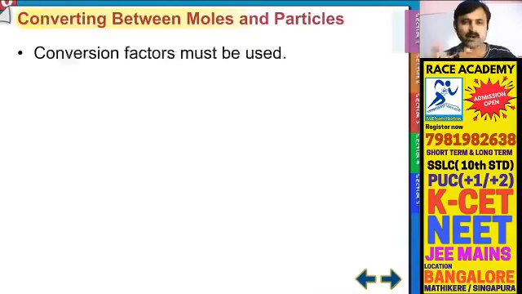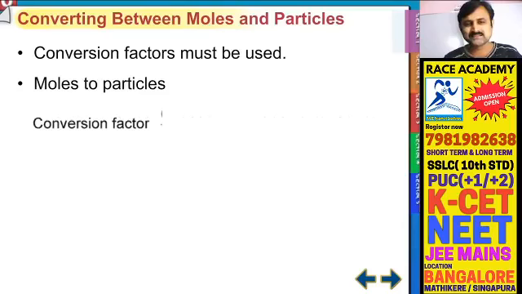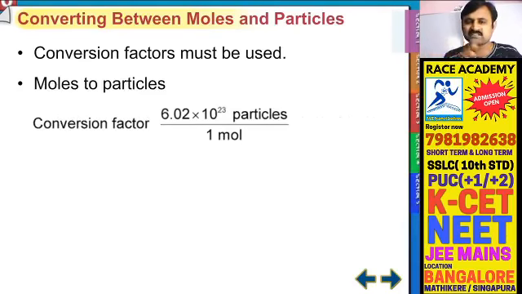Come to the point: what is the conversion concept? That means moles into particles, how can we convert it? For the conversion of moles into particles, the conversion factor is the Avogadro number, 6.02 × 10^23 particles per mole.